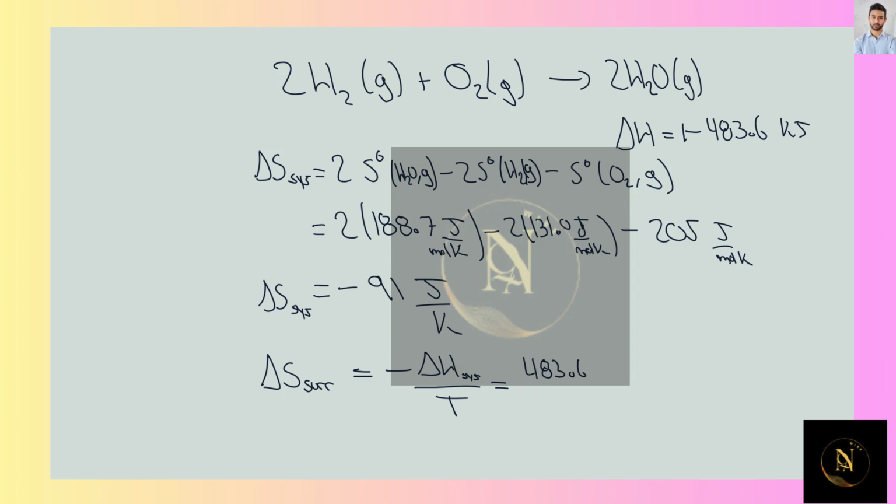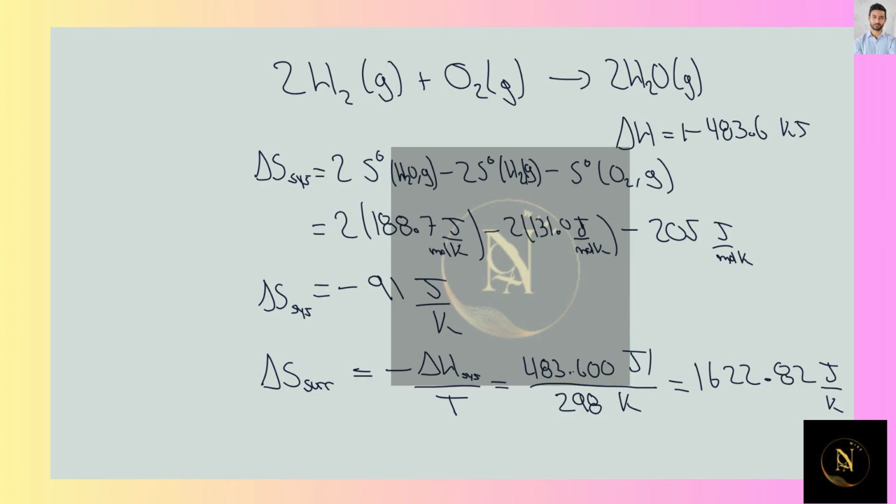This becomes 483.6 kilojoules. So we need to multiply this by 1000, giving joules, divided by my temperature in Kelvin, that is 298 Kelvin, giving 1622.82. Let's round it to two significant figures. And this is the same, joules per Kelvin.